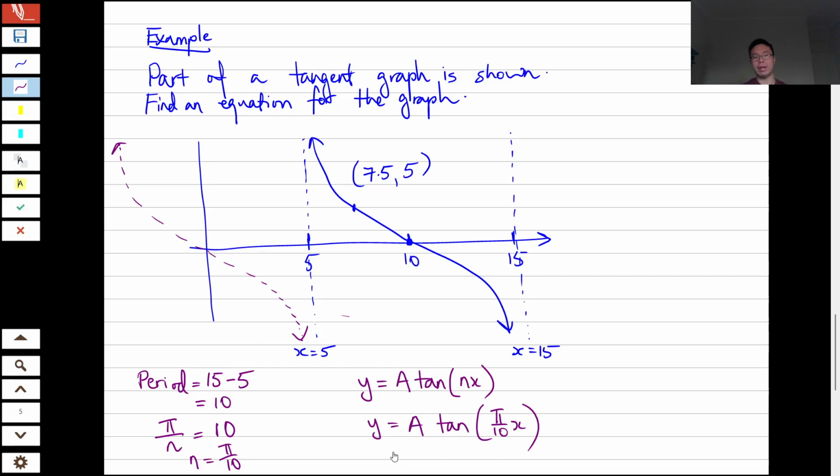And because of the reflection, I'm expecting that a is going to be negative. So let's see if this happens. Let's substitute 7.5 and 5 into this equation and see what happens.